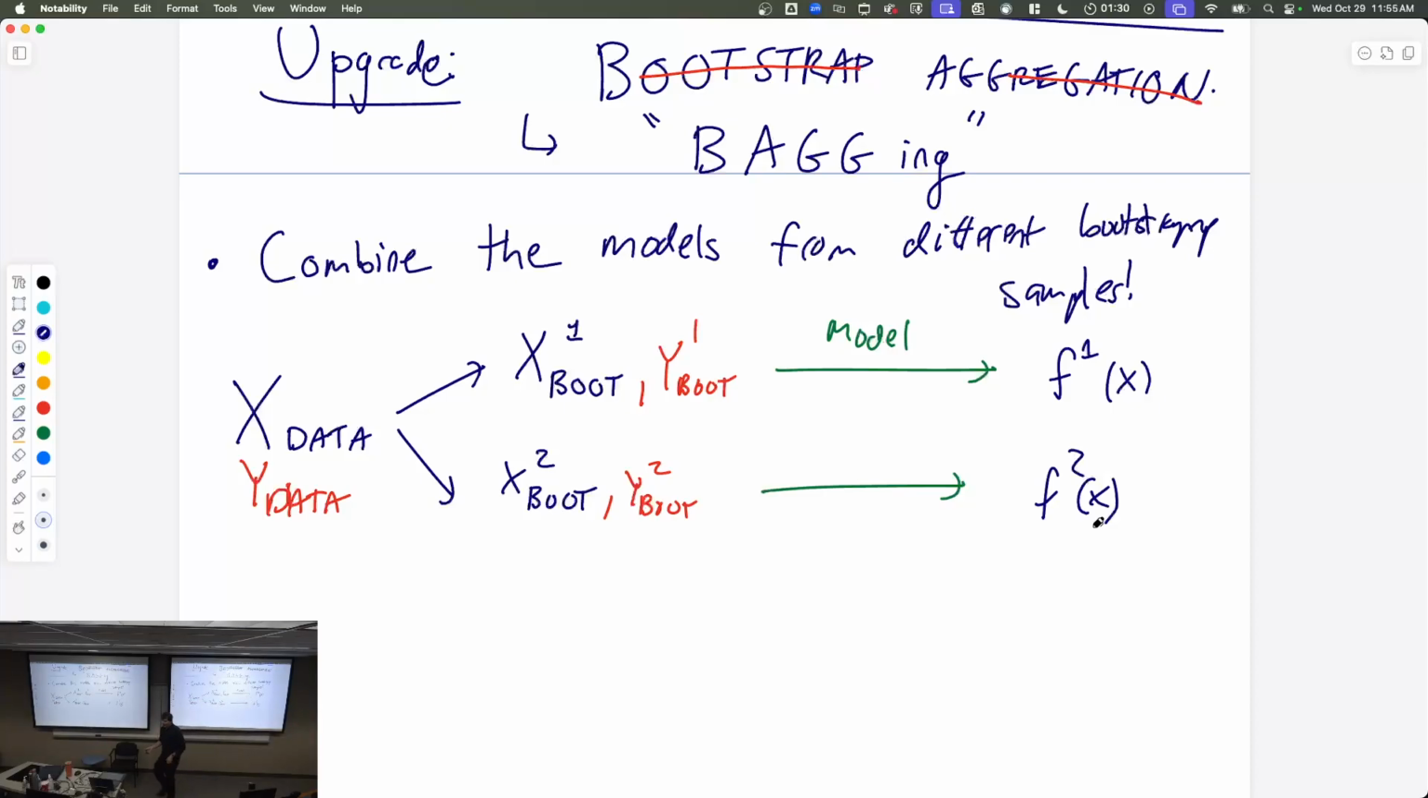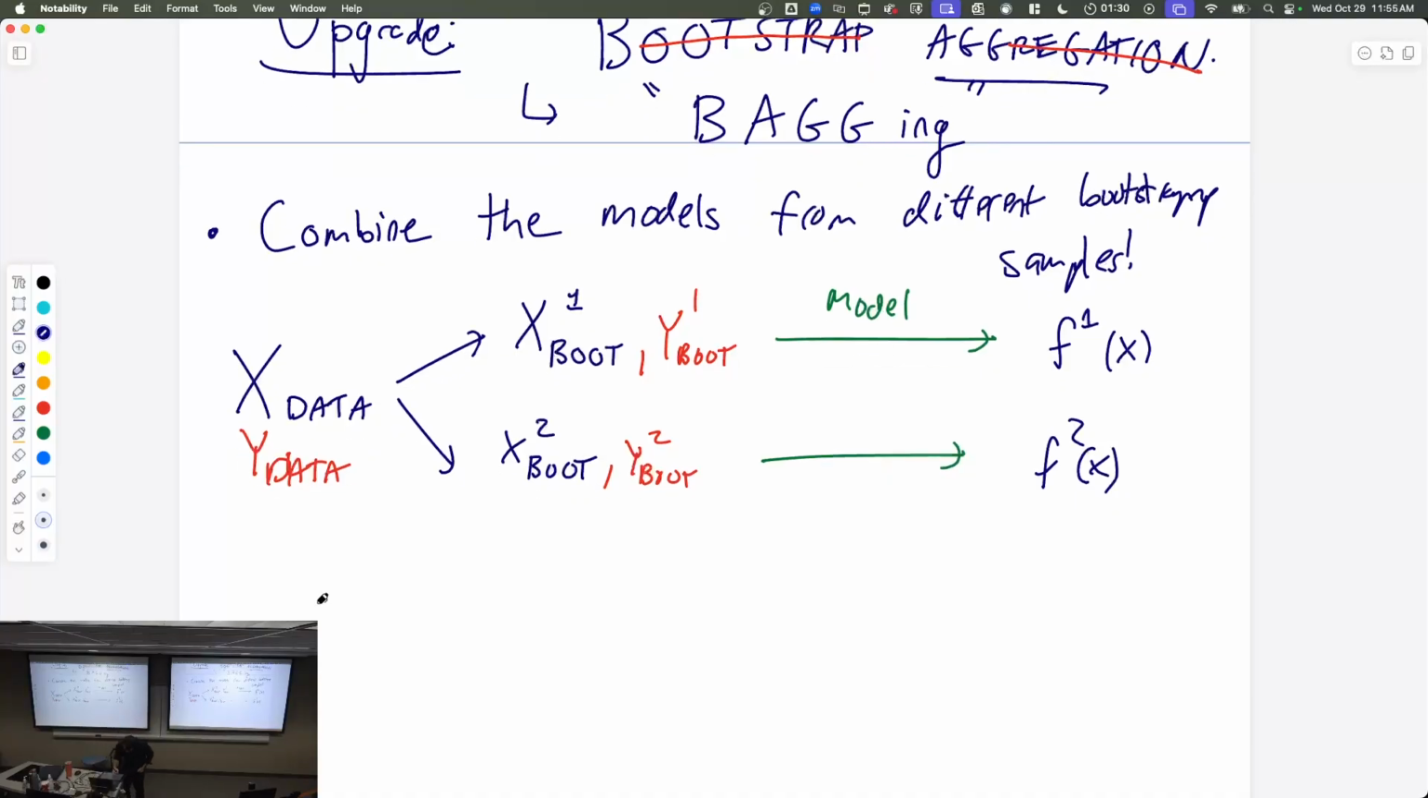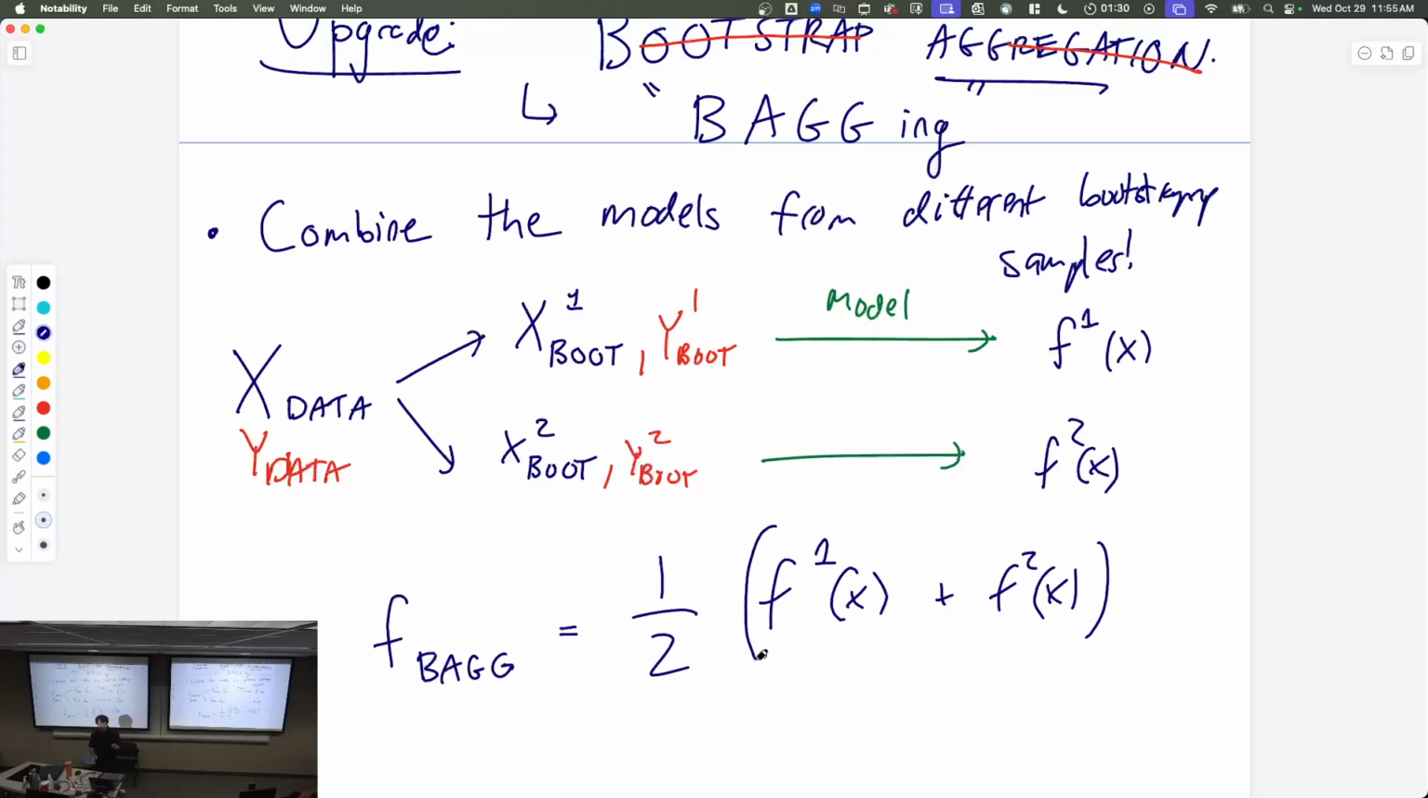And now we can combine them. That's what aggregation means: combine them. We combine them by just doing the average. So f bag, bootstrap aggregated, is the average of these two functions, f1 of x plus f2 of x, divided by two. And we cross our fingers and hope that the bagged function, f bag of x, is somehow going to be better than f1 or f2 individually. Let me give you an example.